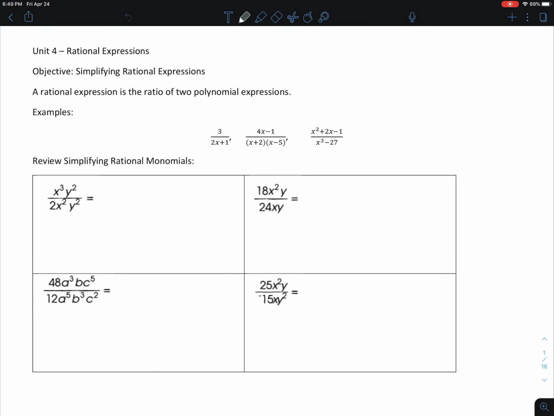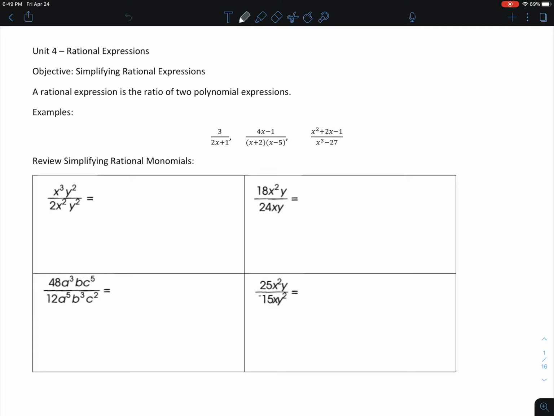Okay, so today we're going to look at rational expressions. We start a new unit today. It's all about rational expressions, and the most important thing in this unit is to be able to factor. So before we begin with rational expressions, let's start with reviewing simplifying rational monomials.